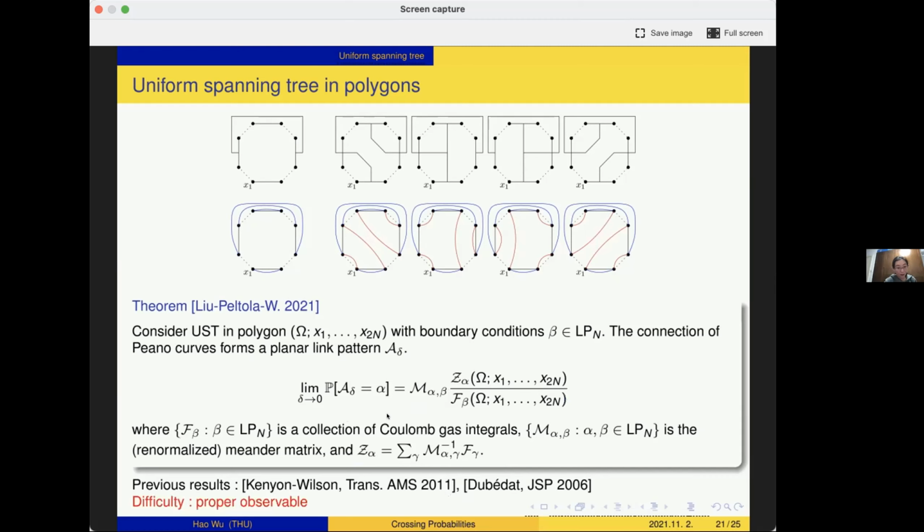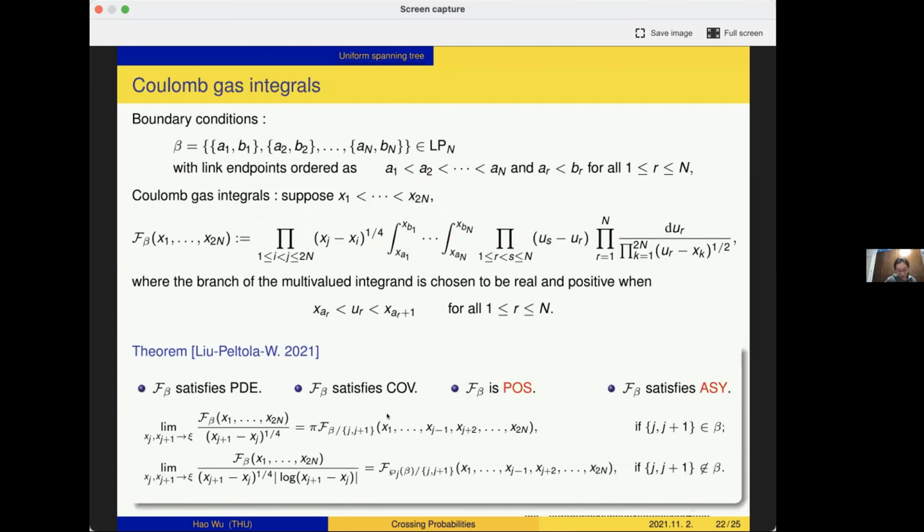For this work, the most difficult part is to figure out the proper observable for the uniform spanning tree in the polygon, so that the observable will give us the answer for all possible boundary conditions. Okay, so now let me introduce what these Coulomb gas integrals are. So what are these denominators? Here is the definition of this Coulomb gas integral.